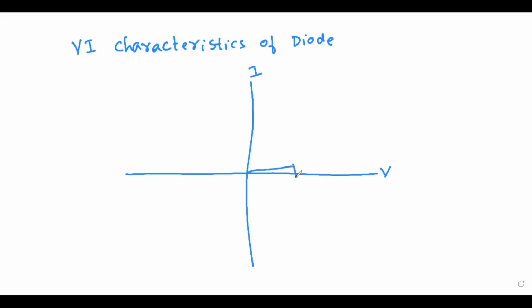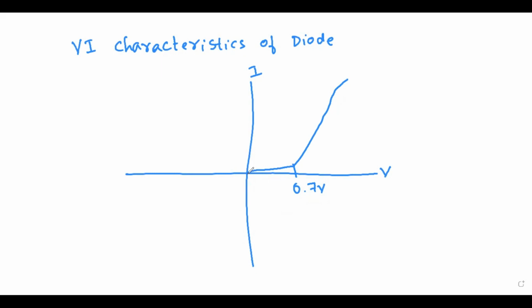It means up to the barrier potential. The depletion region has some barrier potential which will resist the flow of current. And up to this point, for example, if it is a silicon diode, then this is 0.7 volt. After 0.7 volt, if the forward voltage is increased, then the current increases linearly.